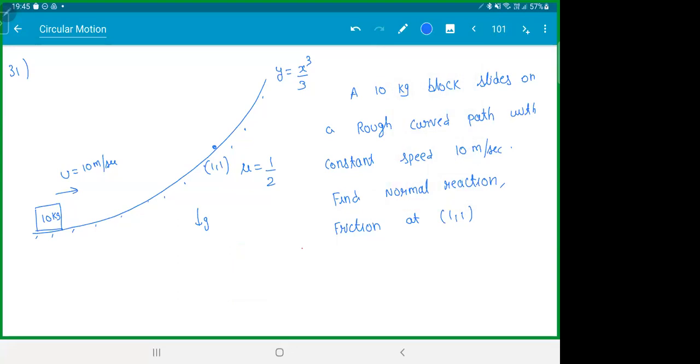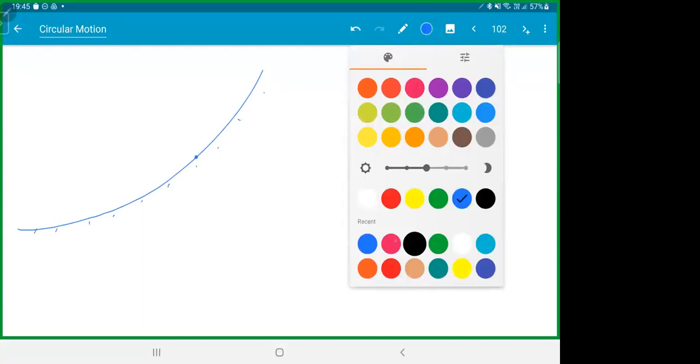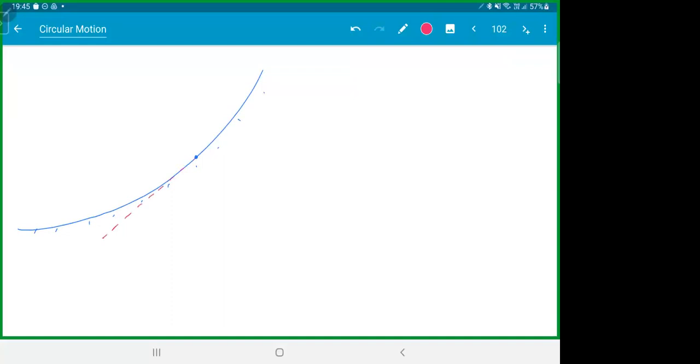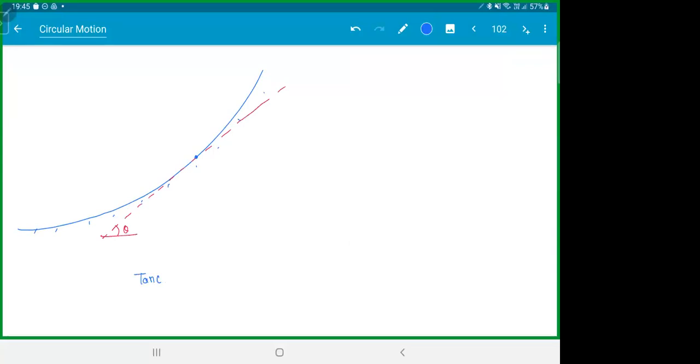How to do this thing? Let's see. Curve. So at (1, 1), first thing is this incline. This is theta. Tan theta is dy by dx; x cubed by 3, na? That would be x square. With x equal to 1, theta is 45. I gave you a good number.